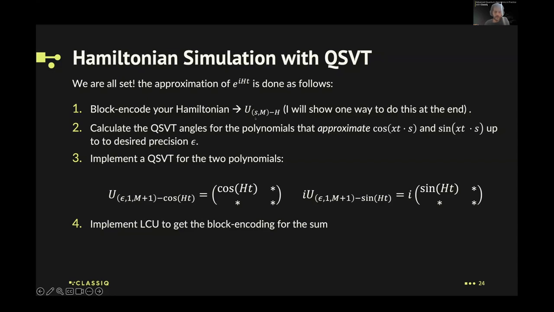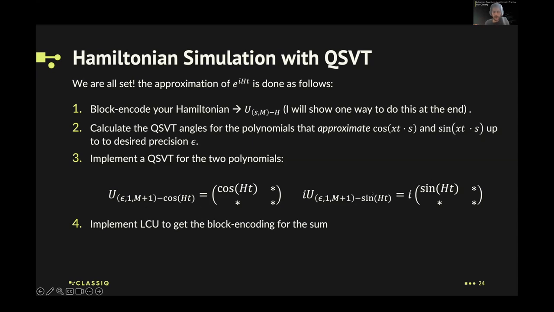And so assume that you have your block encoding Hamiltonian. The second thing you need to do is to find the QSVT angles for approximating the polynomials cos xt times s and sine xt times s up to some desired precision epsilon. You can approximate this by polynomials such as the Chebyshev polynomial. Once you have your angles, you apply QSVT to get the block encoding of cos Ht and the block encoding of i sine Ht. I added to the notation here epsilon. Epsilon is because this block encoding is not exact, right? I'm having a polynomial which approximates this and approximates that.